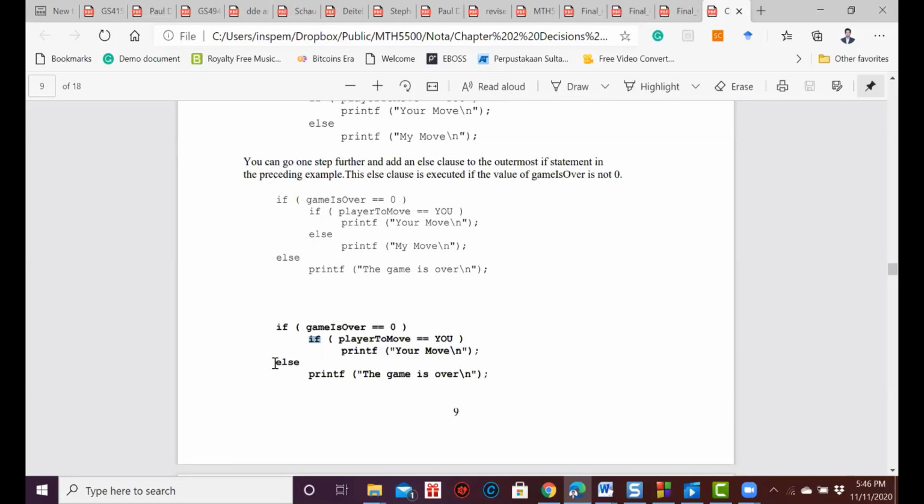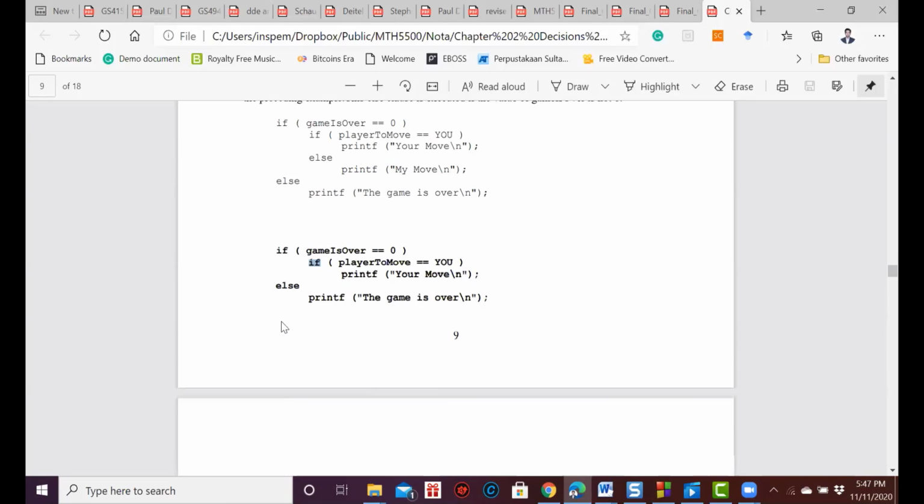In reality, this else belongs to this inner if, because the first if has to execute first. If this one is correct, then the next statement is the inner if. If this one is wrong, then we search for the else. This else belongs to the inner if, not the outer if. So this is the logic.